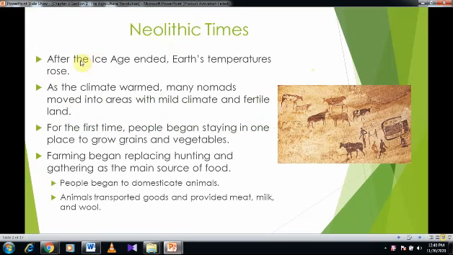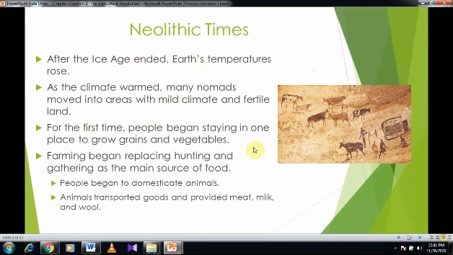During the Neolithic times, after the Ice Age ended, Earth's temperatures started rising again. As the climate got warm, many nomads moved into areas with mild climate and fertile land. For the first time, people began staying in one place to grow grains and vegetables.